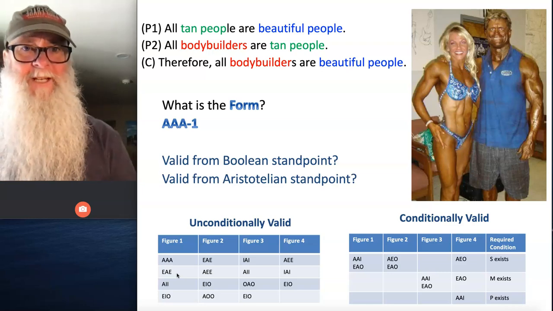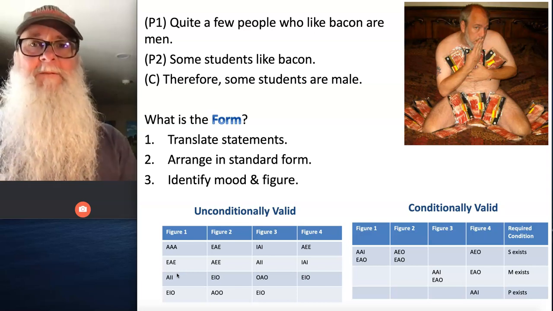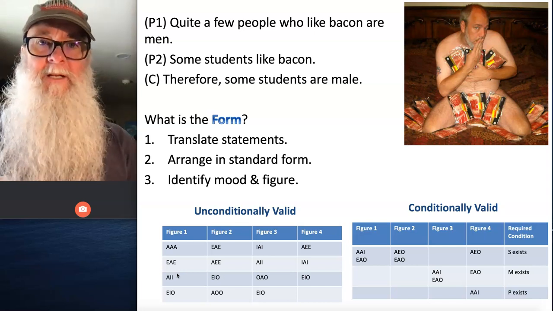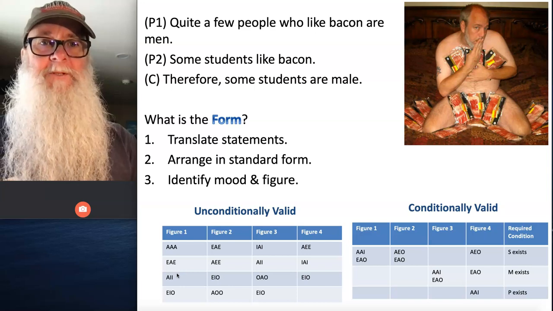All right, I'm going to give you one more challenge. It's a really important one that you take here. Here we have an argument. Quite a few people who like bacon are men. Some students like bacon. Therefore, some students are male.